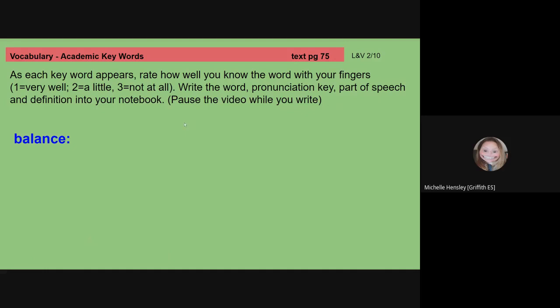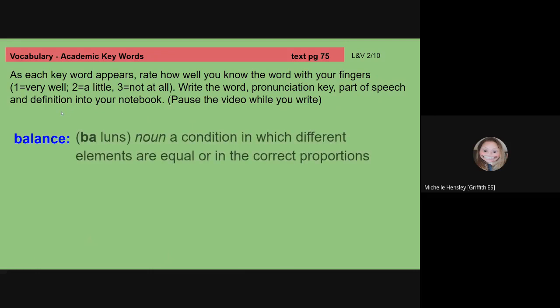How well do you know balance? Is that a 1, 2, or 3 from you? Balance is a noun. Balance, 2 syllables. The emphasis is on the first syllable. Balance is a noun. It means a condition in which different elements are equal or in the correct proportions. So when there's a balance, things are equal or in the correct proportion.